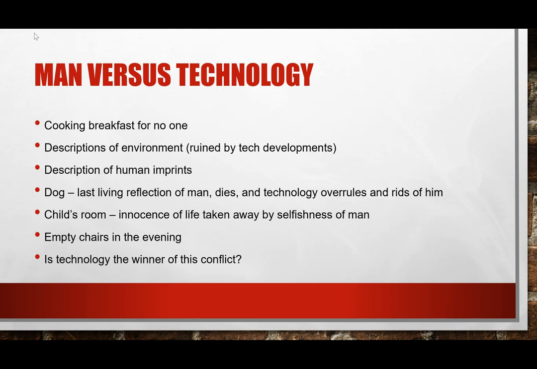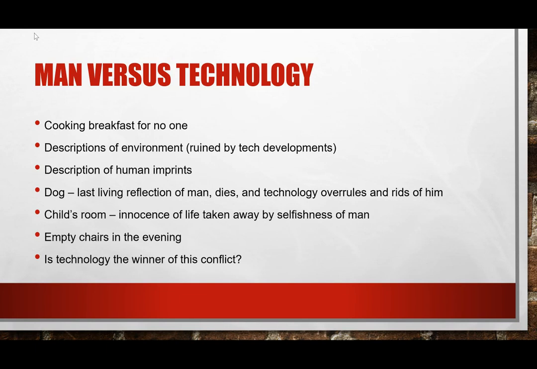So in this sense, we're thinking about technology not just being the house as an item of technology, but the development of nuclear warfare and the allusions to that. So that's where that contextual understanding is really important, and the fact that this is written post World War II is really important. The description of human imprints or silhouettes. Control F to find the word silhouette, and that will show you the bit that I mean in the story.